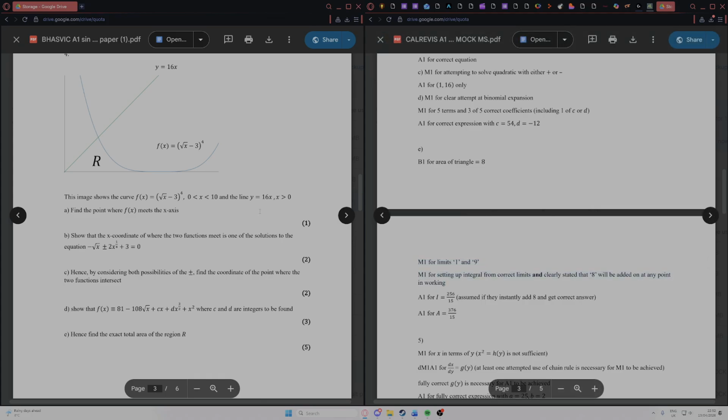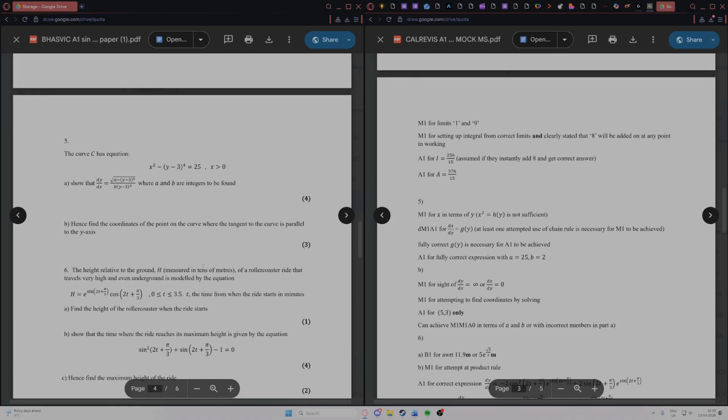And then now you can set up this integral, so it would be the integral from 9 to 1 of this, because that's the whole reason I made you expand it, so that you can integrate it. And then you get A1 for just doing this integral here, without adding the triangle, and then you get the final mark for adding the 8 onto the total area.